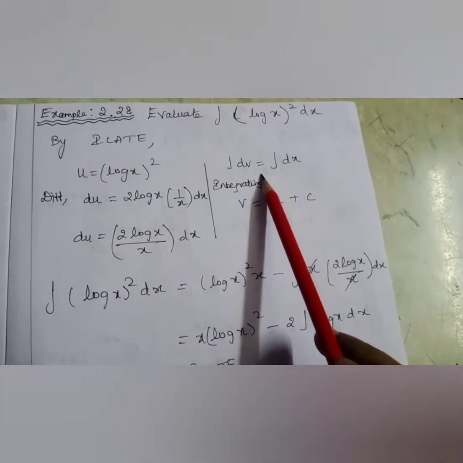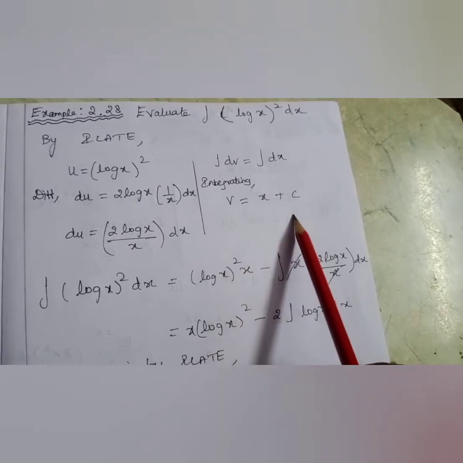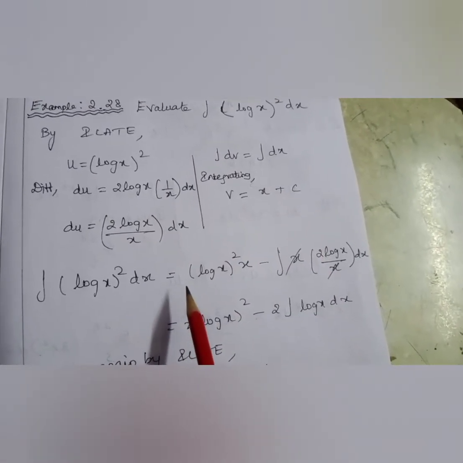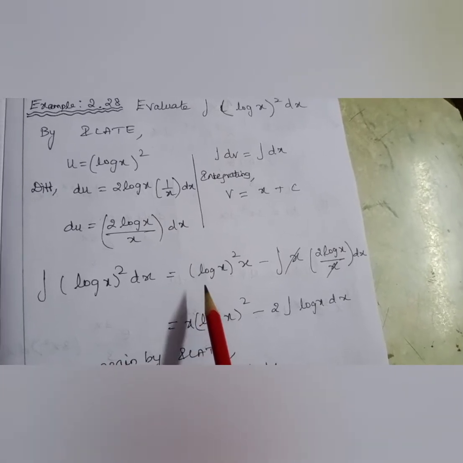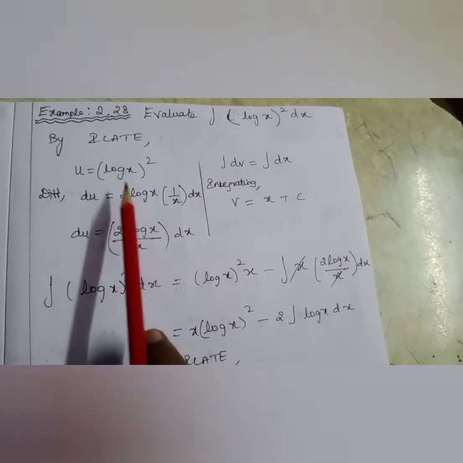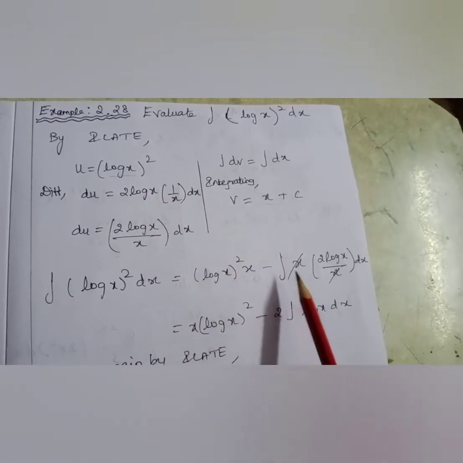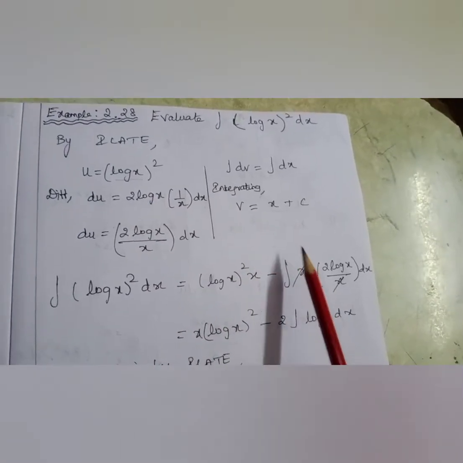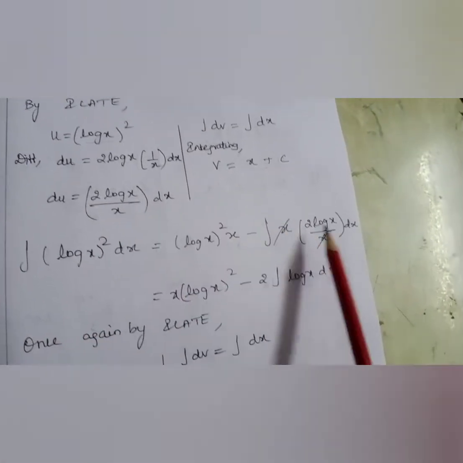And here when I am integrating, integral dv is equal to integral dx, that is v is equal to x plus c. Now substitute in the integration by parts formula. What is the formula? Integral u dv is equal to uv minus integral v du. That is u into v, so log x the whole square into x, minus integral v du, that is x into du, which is 2 log x by x into dx. So I have written it here.